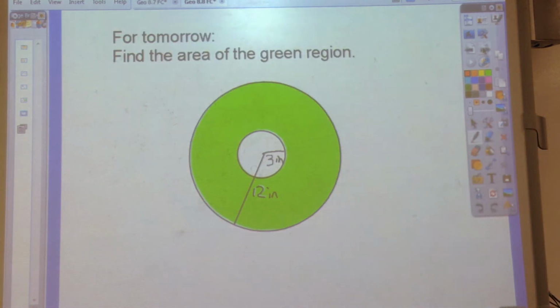For tomorrow, I would like you to find the area of the green region, and I will see you then.